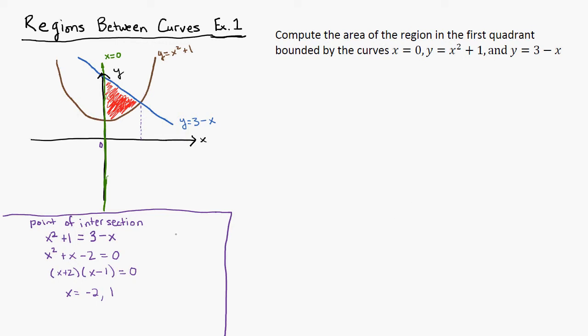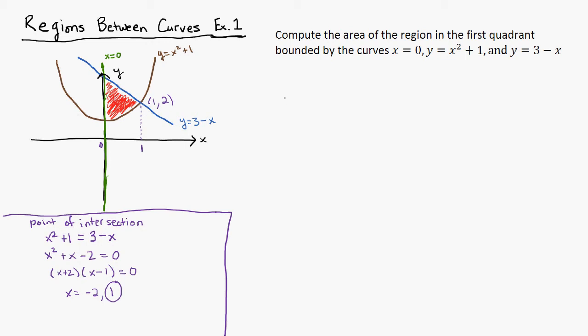In the lower left hand corner here, we've solved for the point of intersection. So we set the two equations equal to each other, move all the terms to one side, factor, and then find the x values. So we actually get two x values because the two curves intersect in two different points, but we're only interested in the value x equals 1 because we can clearly see that we're interested in this point and x has to be positive. So the right endpoint is when x equals 1. So the intersection point is actually at the point 1, 2.